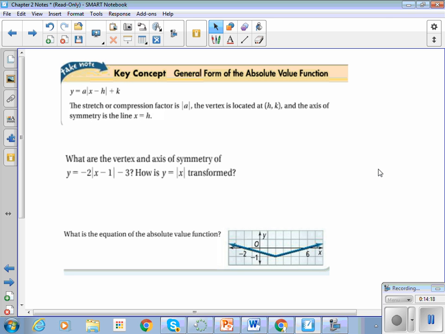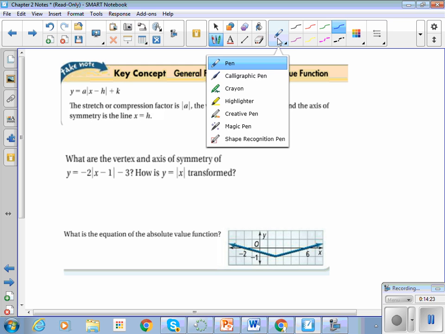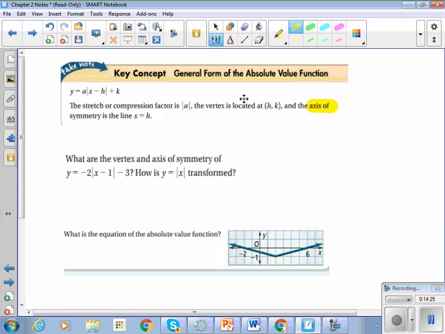And I'm going to highlight axis of symmetry because that is something we haven't talked about previously. So in this example question, what are the vertex and axis of symmetry for y equals negative 2 absolute value x minus 1, minus 3? And how is y equals absolute value of x transformed? So let's start with the first part of this.